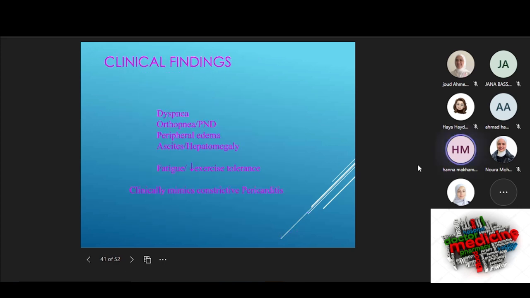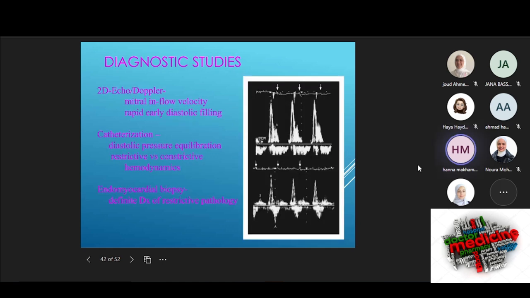So patients with restriction, they present with dyspnea, orthopnea, peripheral edema, ascites, hepatomegaly, mainly right-sided findings are present. وحكينا عن fatigue with decreased exercise tolerance. Clinically, it mimics those with constrictive pericarditis.